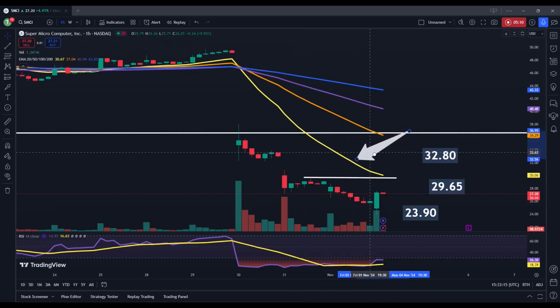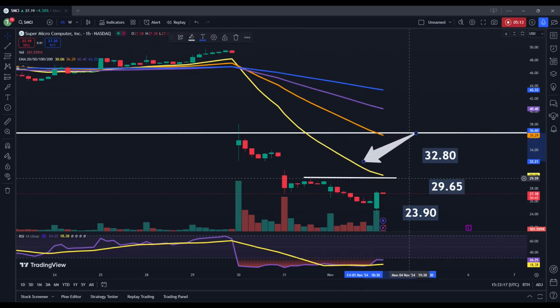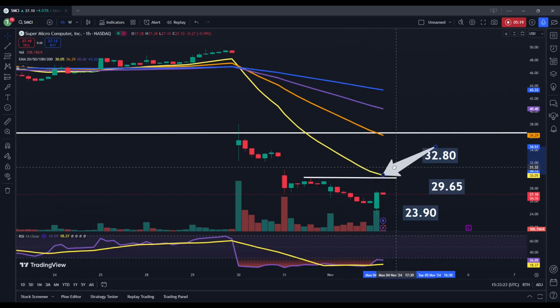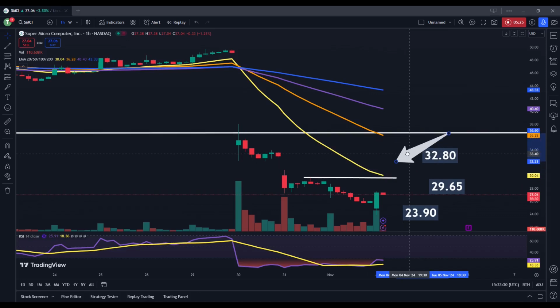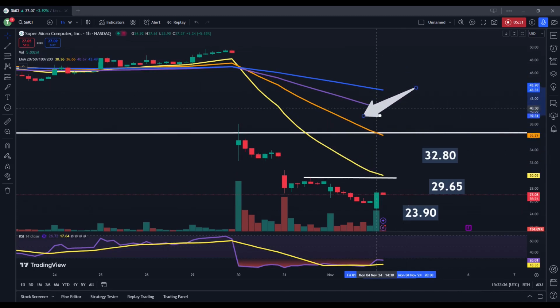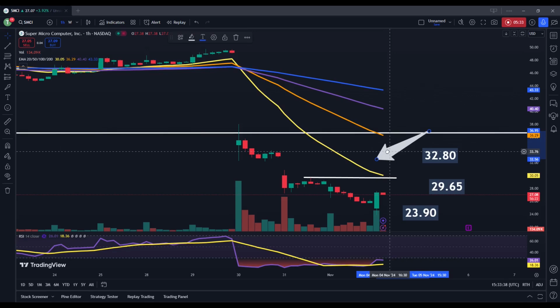So I do think that a break of this area here, right around 29.65 or so, will be important, because this is also where the 20-hour exponential moving average is resting at the moment. If we break above here, at the very least, that does start to take pressure off of the downside, because we would then be trading inside of the exponential moving average cluster, and that does signal a bit more of a neutral sideways type of momentum. So that is what the stock needs at this point.